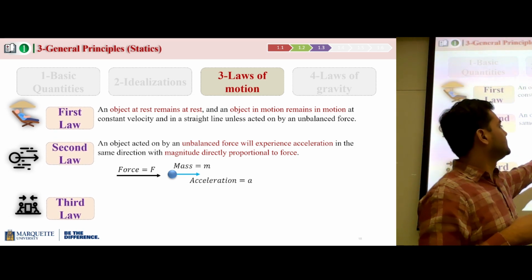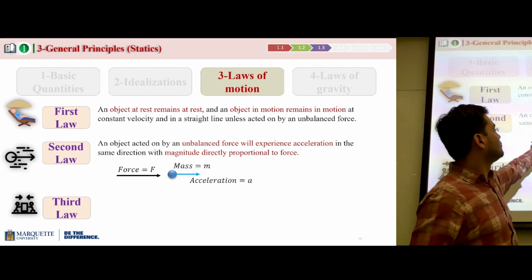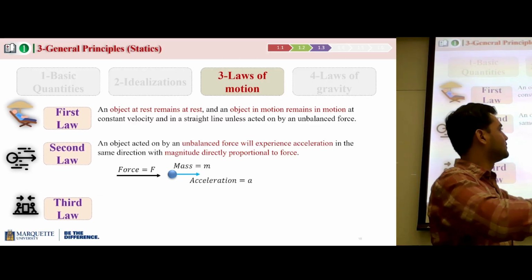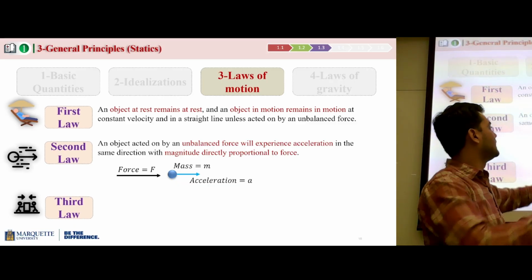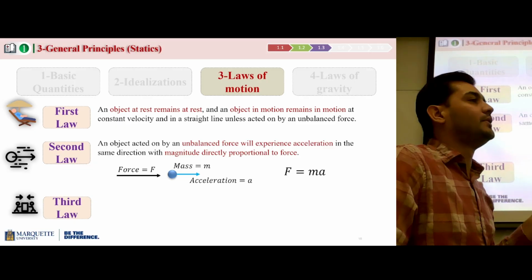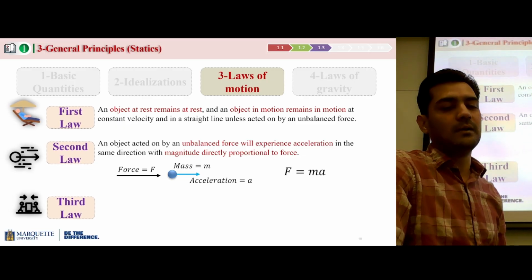So this is an idealization. You have mass. This is also an idealization that something is being pushed. I mean, there's a force on a mass. So the second law says that force produces acceleration. So F is equal to ma.